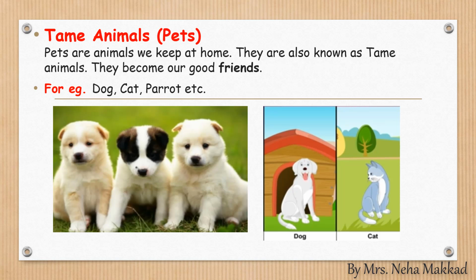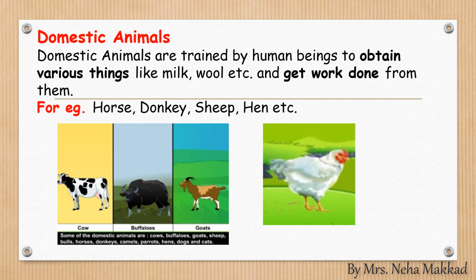But what is special about the pet animals or the tame animals? They stay with us at our home and they become our good friends. They are our good companions. They give us good company, like the dog, cat, and parrot. They are with us at our homes and they also give us good company, love, care, and affection.